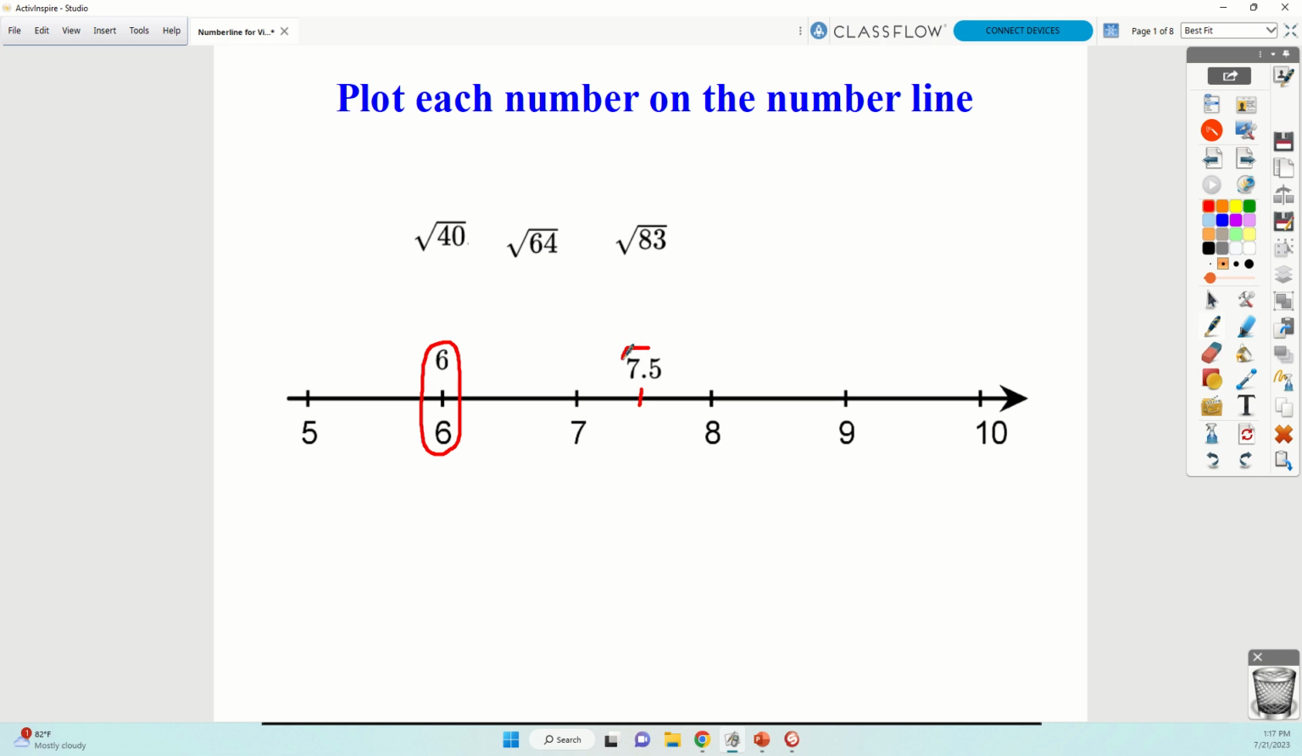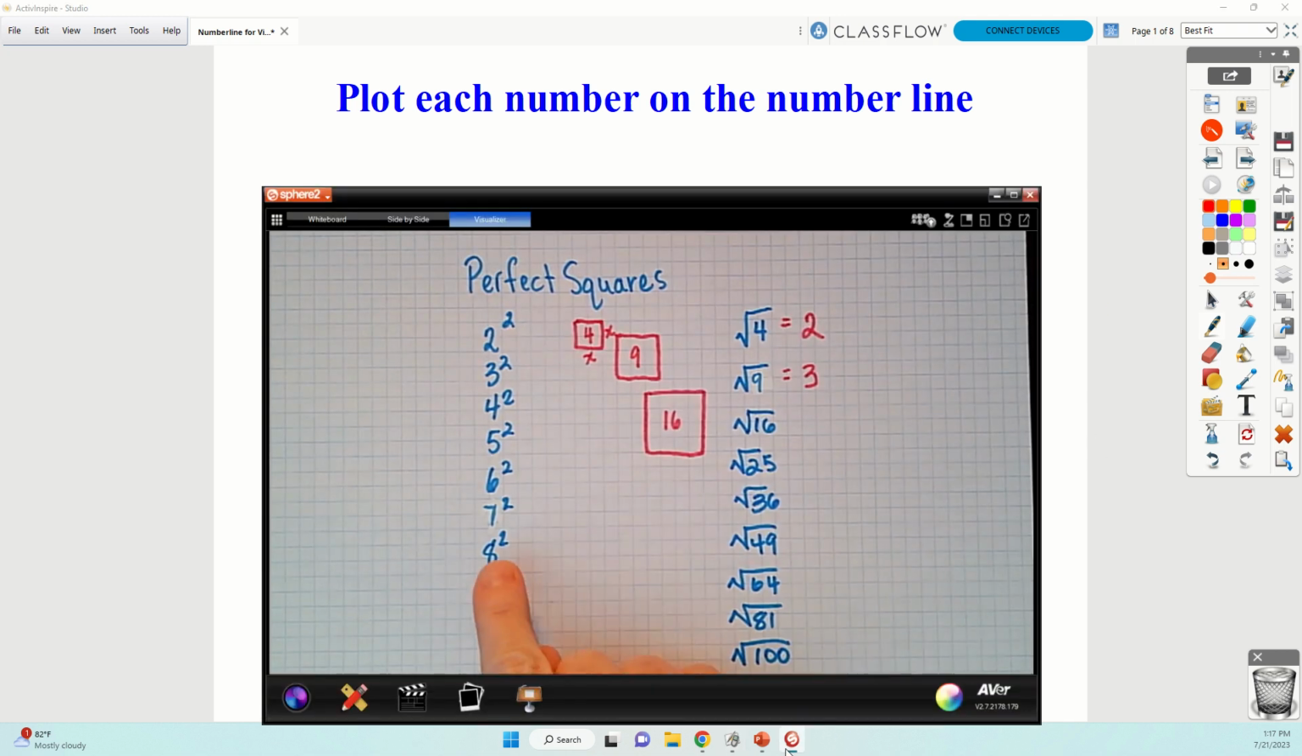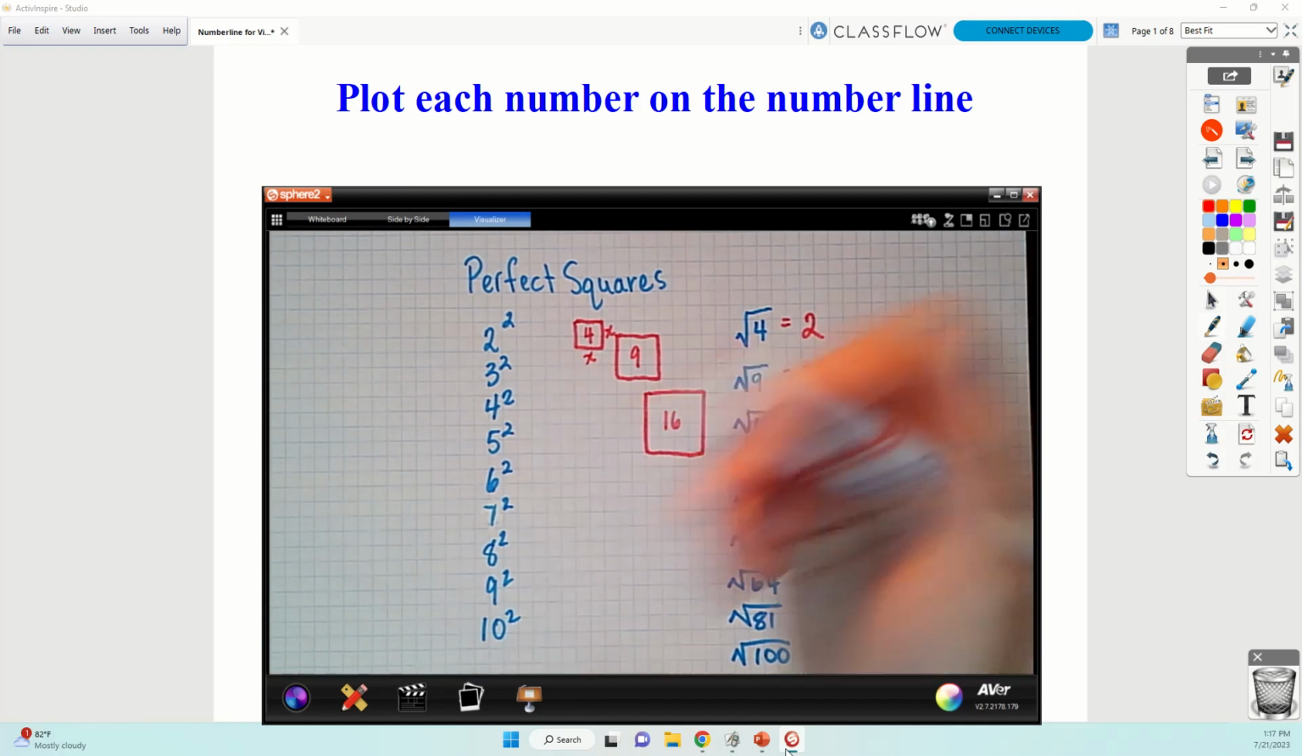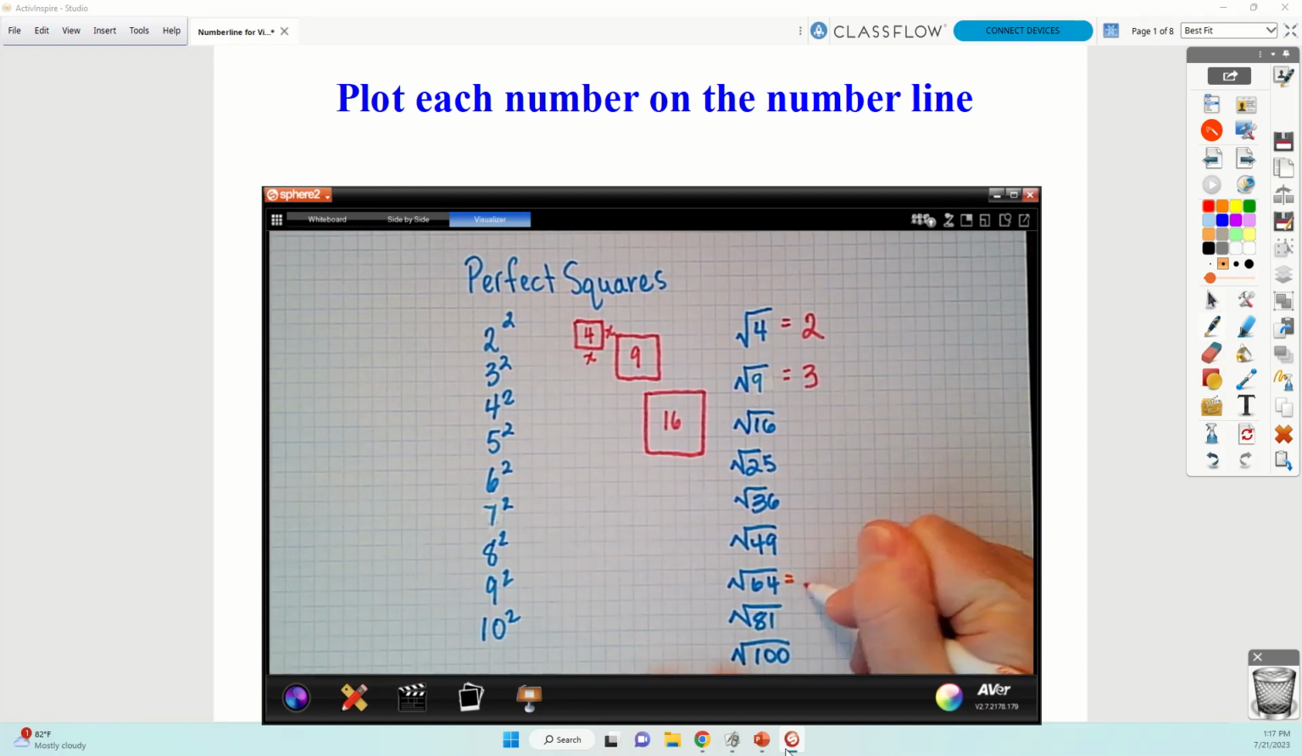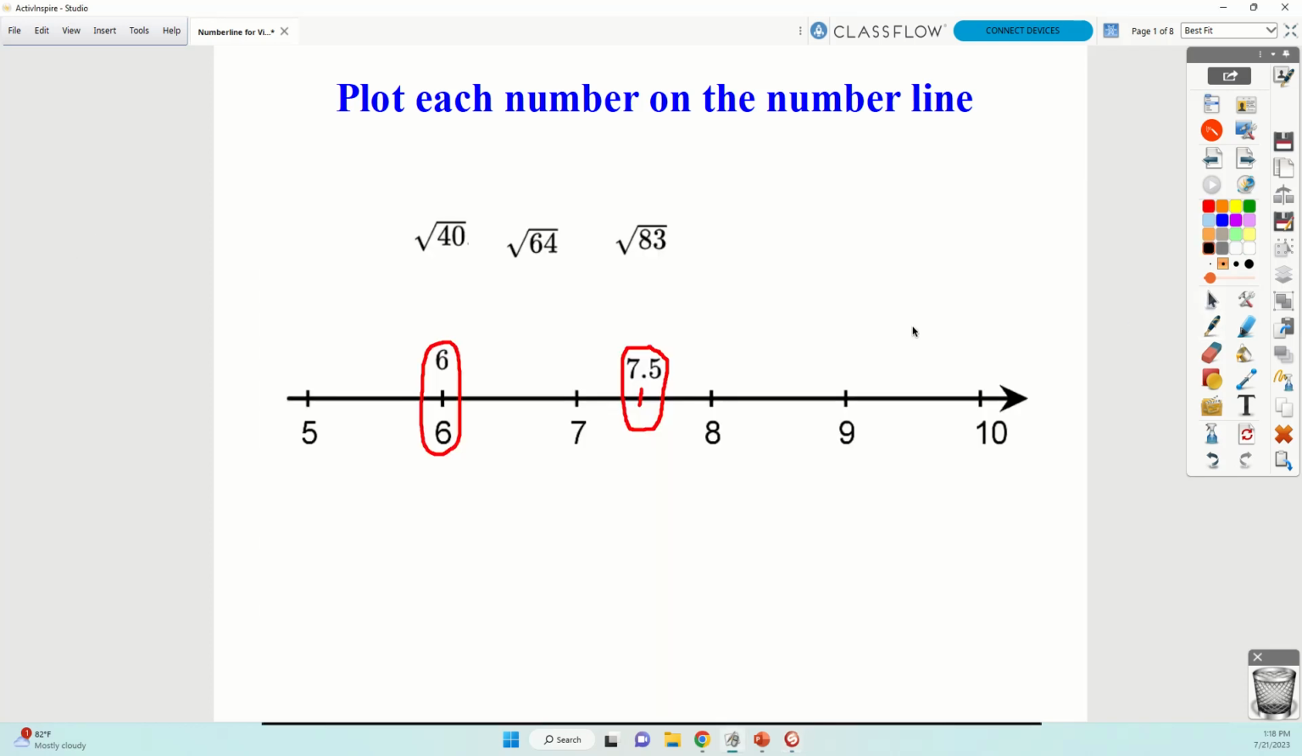Now, the other numbers are a little bit trickier, but maybe students will recognize that there is a perfect square there. So if we go back to our little list, we see 8 to the second power is the square root of 64. 8 times 8 is 64, so the square root of 64 would be 8. So then they can go, oh, well, here's a perfect square. I can put that on the number line. So I can take 64 and put it right over the 8. And that means I have square root of 64 is 8.